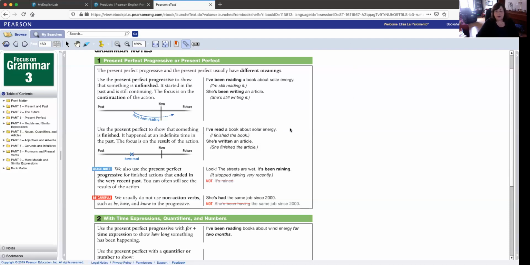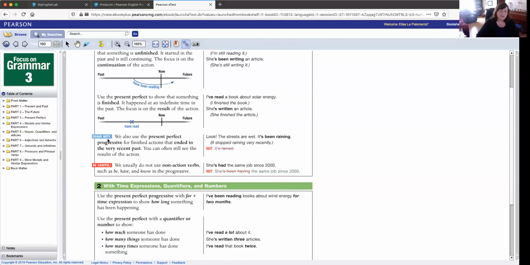Again, because there are no time words here, we have to use present perfect tense and not simple past. Here's another one. She's written an article. We don't know when she wrote the article because there are no time words, but she did finish writing the article. Okay?